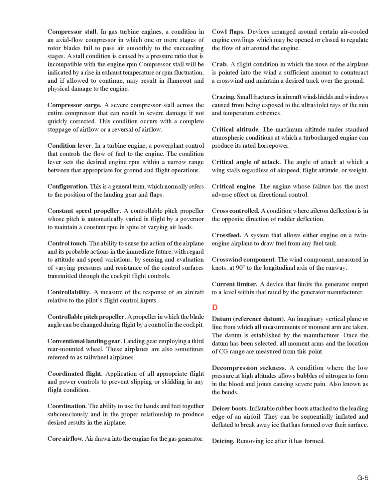Current limiter. A device that limits the generator output to a level within that rated by the generator manufacturer. D. Datum, reference datum. An imaginary vertical plane or line from which all measurements of moment arm are taken. The datum is established by the manufacturer. Once the datum has been selected, all moment arms and the location of CG range are measured from this point. Coordinated flight. Application of all appropriate flight and power controls to prevent slipping or skidding in any flight condition.